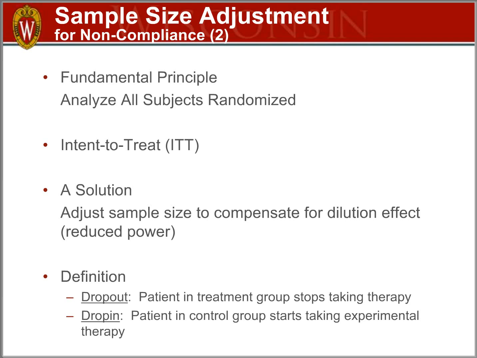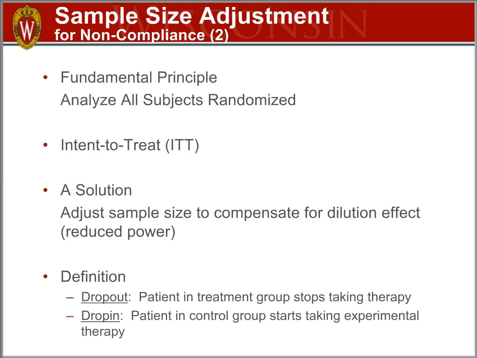If you drop out patients from the analysis who didn't comply, you can introduce substantial bias. So we can't compensate for that kind of bias in the analysis. The alternative is to try to compensate for that in the sample size calculation by adjusting to compensate for this dilution effect. We talk sometimes about 2 kinds of non-adherence.